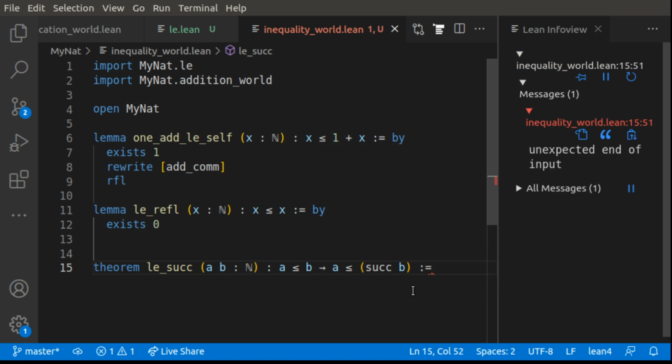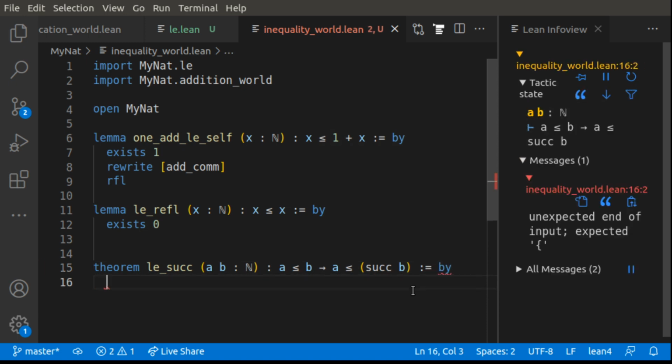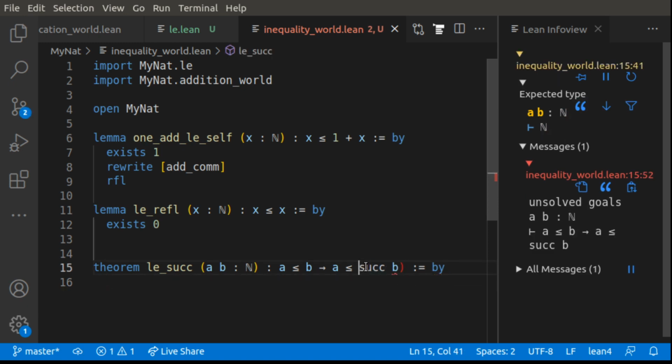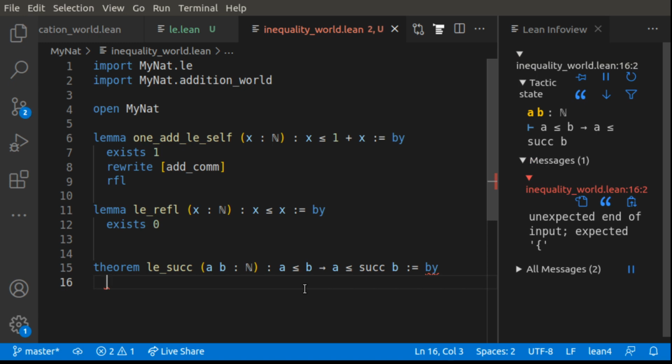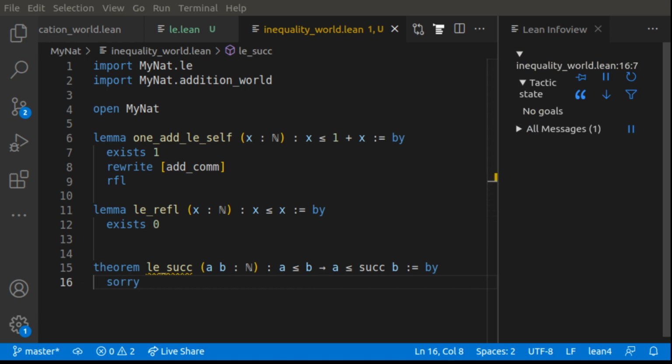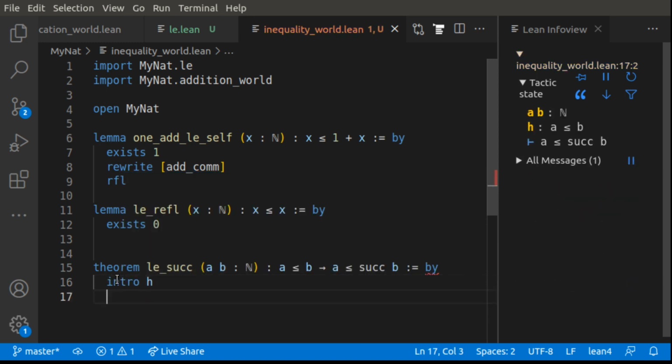Okay, that makes sense. Because if it's less than B or less than B plus 1, I don't think I need these parentheses, so I'm going to delete them. Okay. Sorry. Cool. Let's see what we can do here. Well, if we intro H, our hypothesis, we have our hypothesis contain this A less than B. Okay.